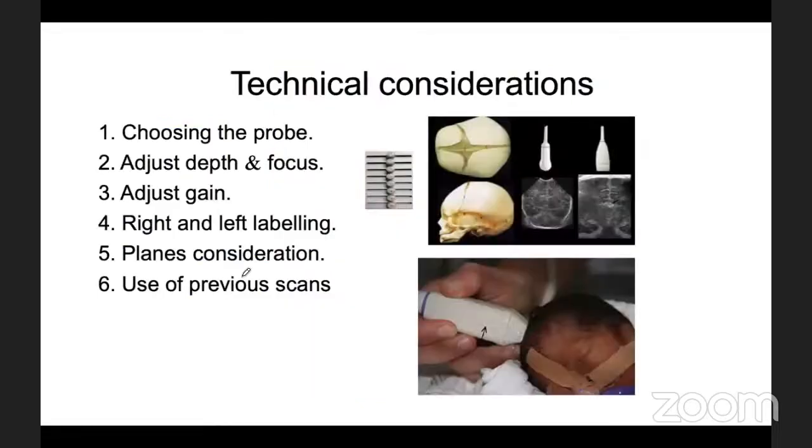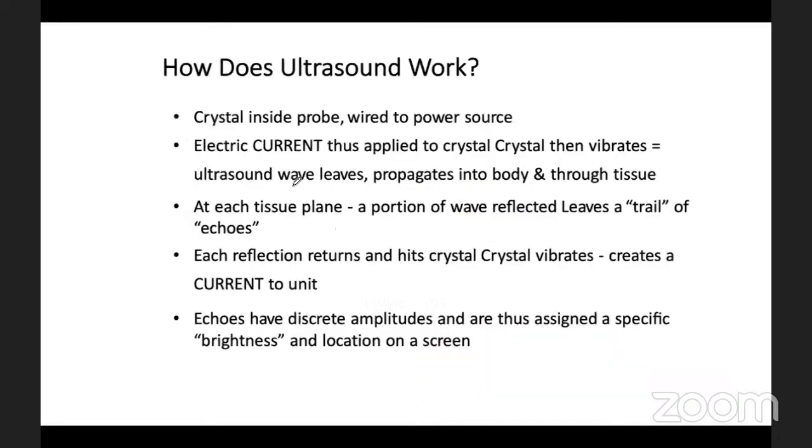So, some technical considerations about ultrasound. We have to choose the appropriate size probe and adjust the depth and focus with these buttons. Adjust the gain as well. Gain is basically so that the image you are acquiring is not too bright and not too dark, in order not to miss any pathology. Then we make sure that the right and left labeling is correct, the planes of consideration, and the use of any previous ultrasounds. It will become clearer as I go further in my presentation.